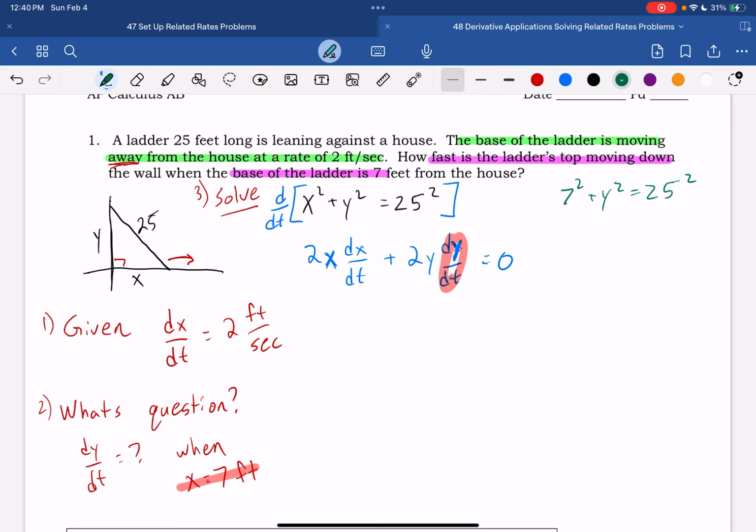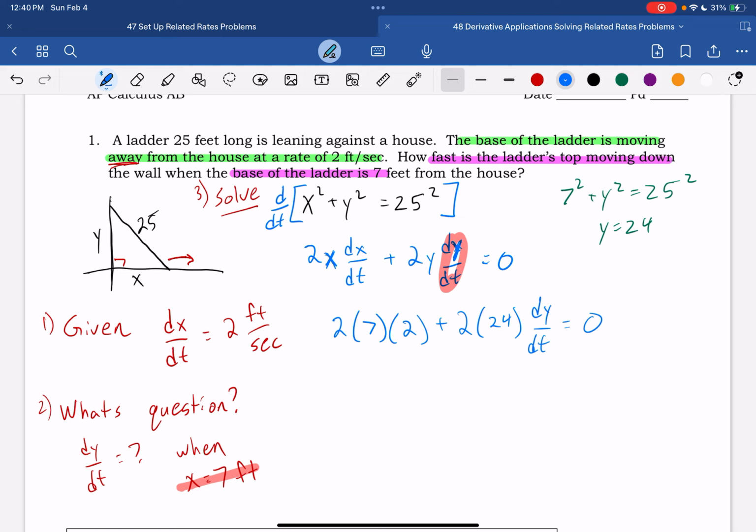If you don't recognize that, you would need to solve that for y, subtracting, taking the square roots, and getting everything on one side. But this is a Pythagorean triple, so we got really lucky here, and we just know that y is 24. Now we can take all of that information and plug it in. We're going to say 2 times the 7 that's given to us in the problem. Our dx/dt is 2. And then we're going to add to that 2 times 24, the y value we just solved for. And then dy/dt is equal to 0.